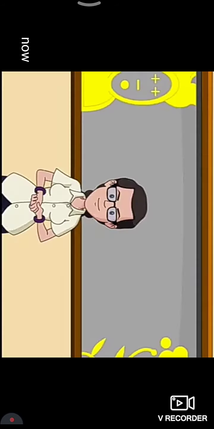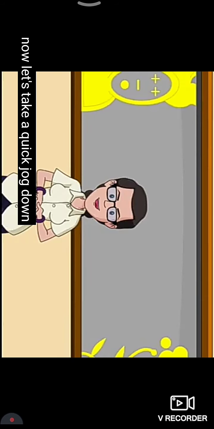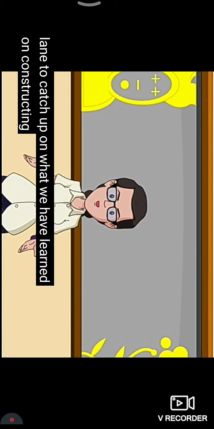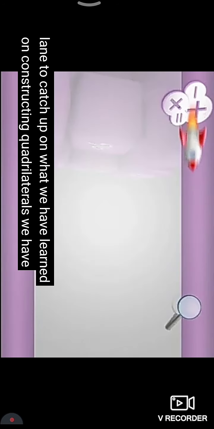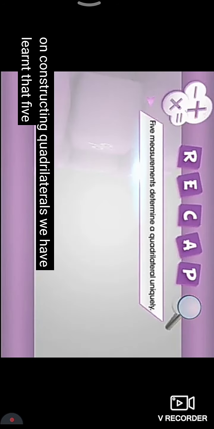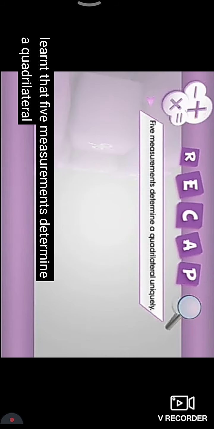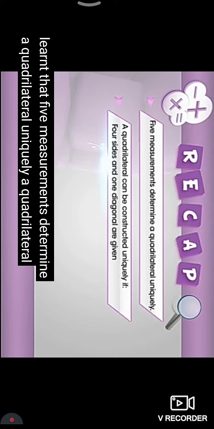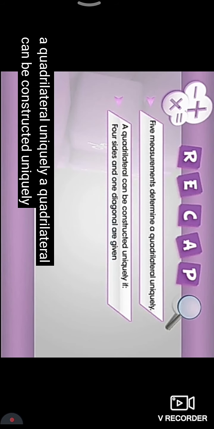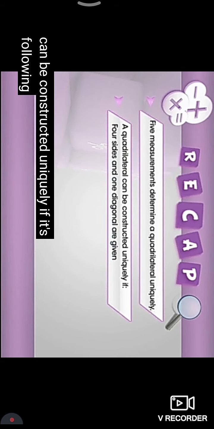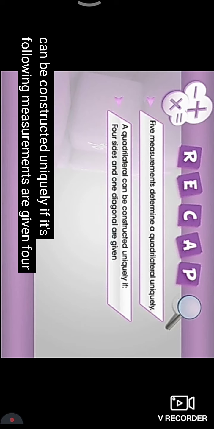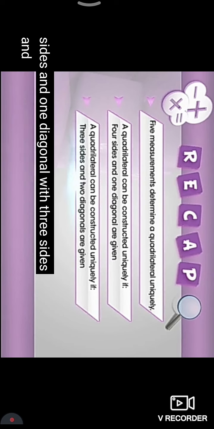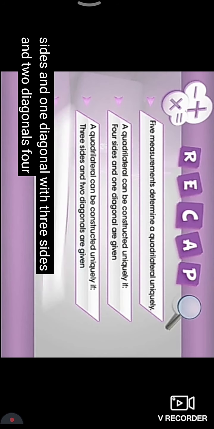Now let's take a quick jog down memory lane to catch up on what we have learned on constructing quadrilaterals. We have learned that 5 measurements determine a quadrilateral uniquely. A quadrilateral can be constructed uniquely if the following measurements are given: 4 sides and 1 diagonal, 3 sides and 2 diagonals, 4 sides and 1 angle.